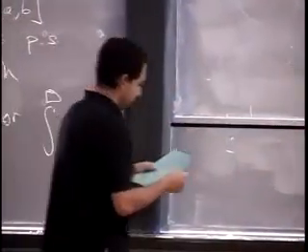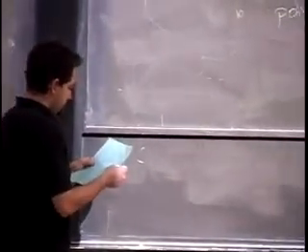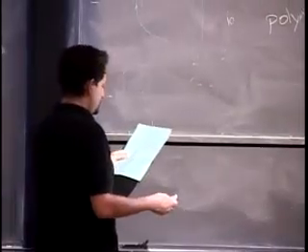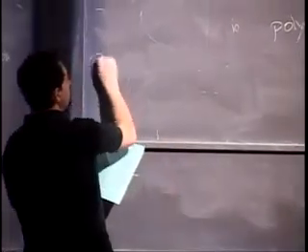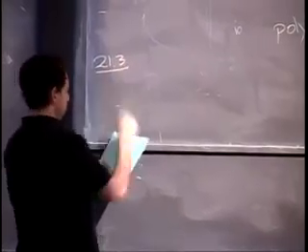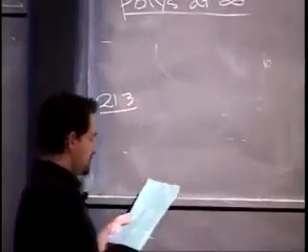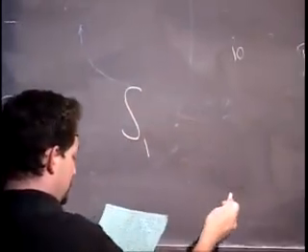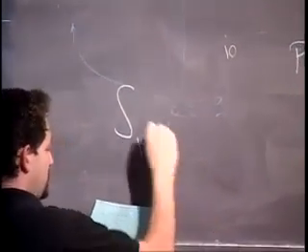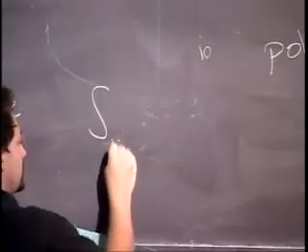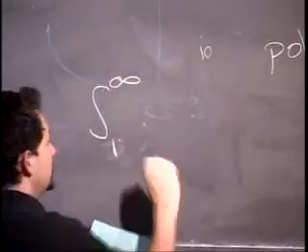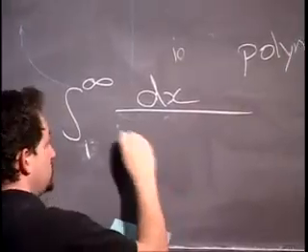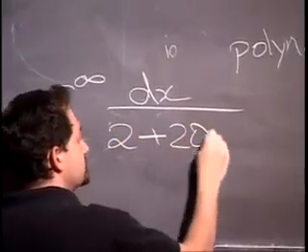So here is an example, and this is from section 21.3. All right. Let's look at the integral from 1 to infinity, dx over 2 plus 20 root x.